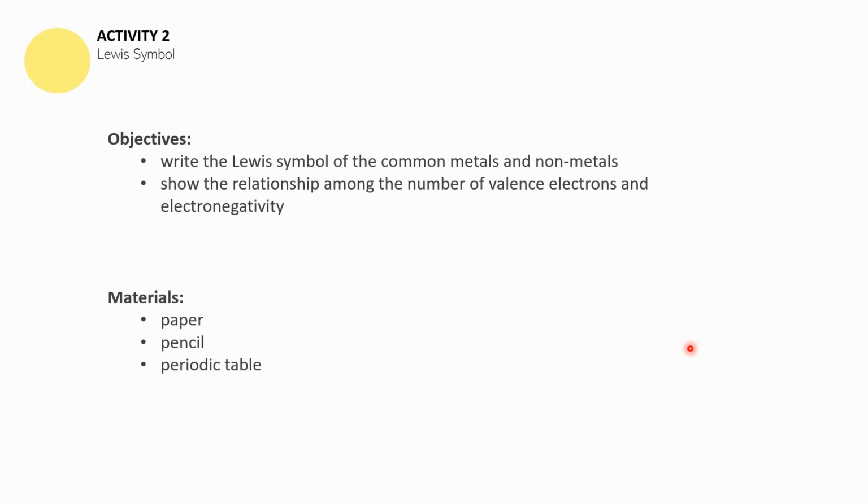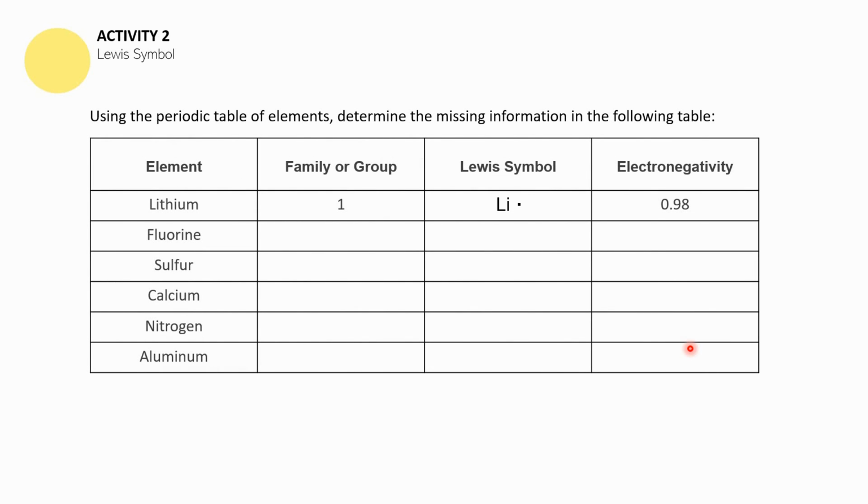But if you do not have one, you can pause this video first so that you are ready to take this activity. Okay, so if you have decided to continue, that means you are ready for the activity. So this is a table of elements from the periodic table of elements. And as you can see in the first column, it is the name of the element: lithium, fluorine, sulfur, calcium, nitrogen, and aluminum. So lithium, as an example, comes from family 1 or group 1, and it has the following Lewis symbol. And its electronegativity is 0.98.